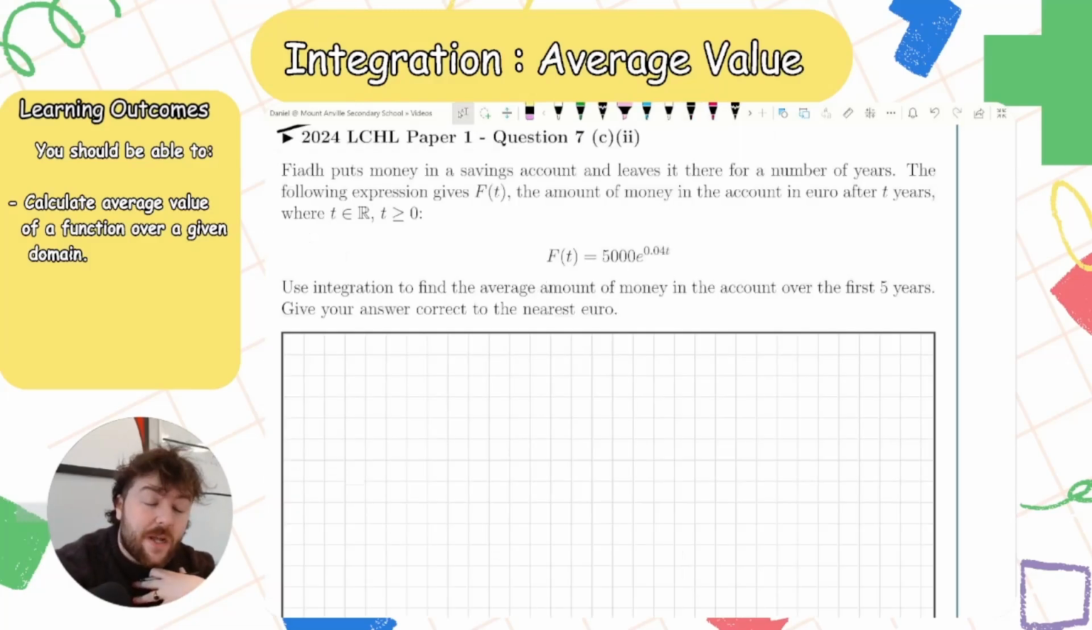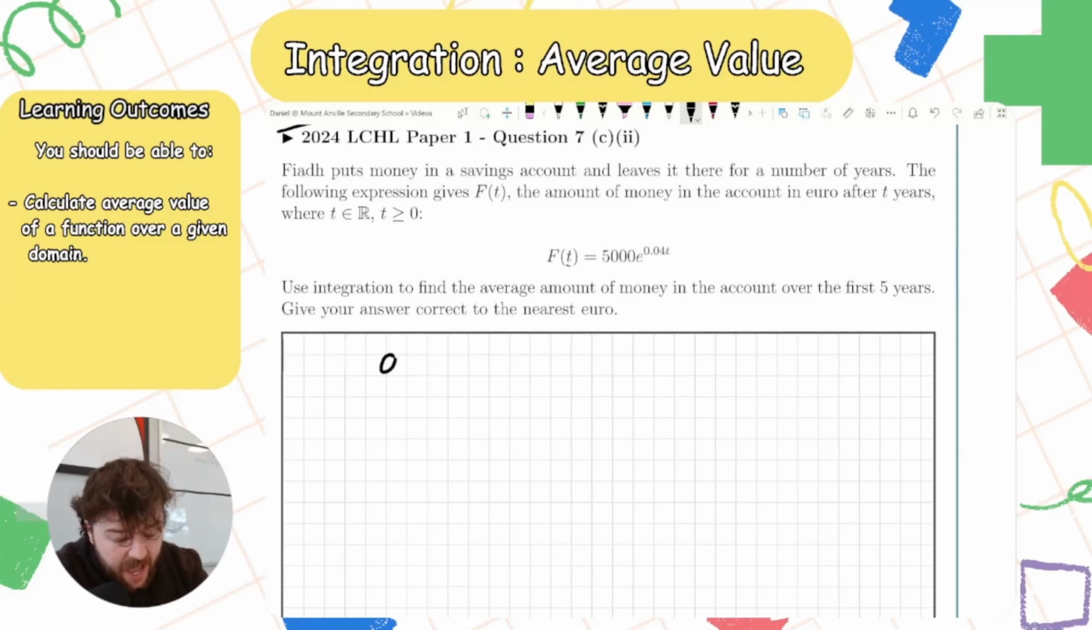Okay, let's look at this one from 2024. Sophia puts money into a savings account and leaves it there for a number of years. The following expression, f of t, gives the amount of money in the account in euro after t years: f of t equals 5,000 e to the power of 0.04t. So a is going to be equal to 0, b is going to be equal to 5, because I'm finding the first 5 years. That's my interval. So it's 1 over b minus a, so it'll be 5 minus 0.